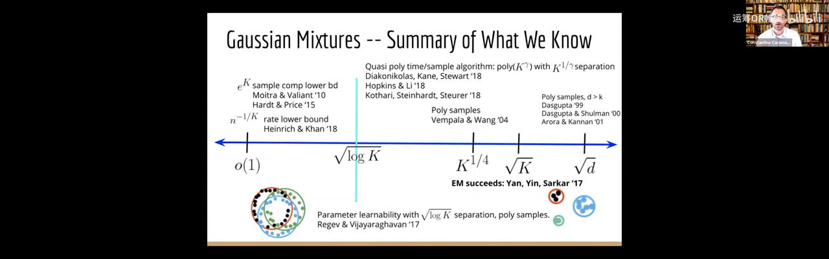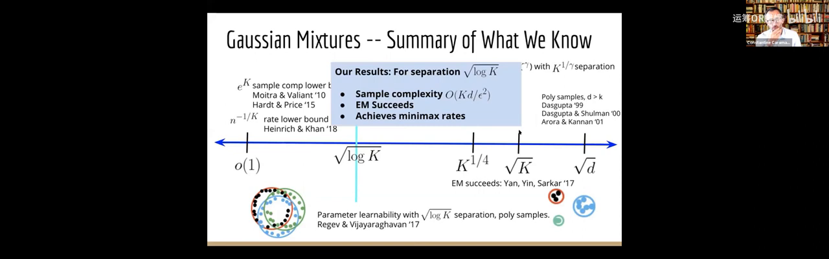We don't know the polynomial number of samples that are needed in Regev and Vijayaraghavan. The main breakthrough of that work was really in establishing the efficient learnability up to root log k separation. But it doesn't say anything about what the optimal sample complexity that we can hope for is, nor the rate. And it also doesn't say anything about EM. So basically the state of the art of what we know about EM is still sitting here at this root k.